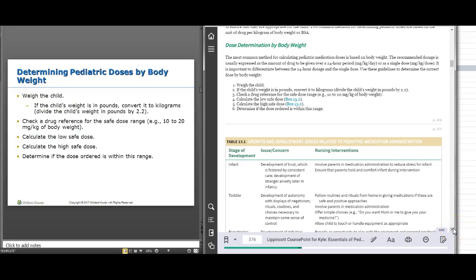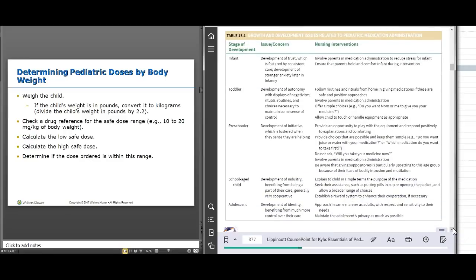Now you know how I stress the developmental issues. So here it is broken down. Some things to look at, nursing interventions at each stage of development. So I would read through that box.